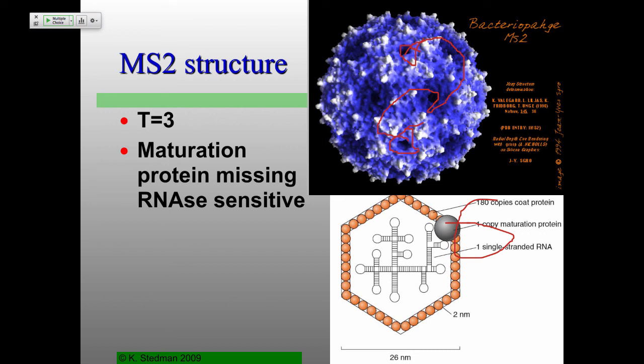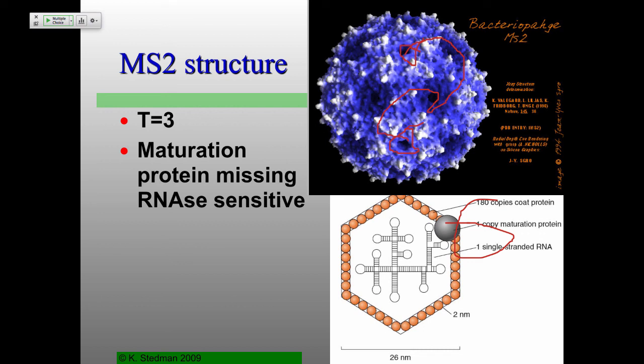Now, that's interesting because we got one genome, right? And 180 of the coat protein, one copy of the maturation protein, and actually relatively small numbers of the other proteins as well. So how do you get all these various different amounts of these different proteins? And we'll probably end up mostly talking about that on Monday.